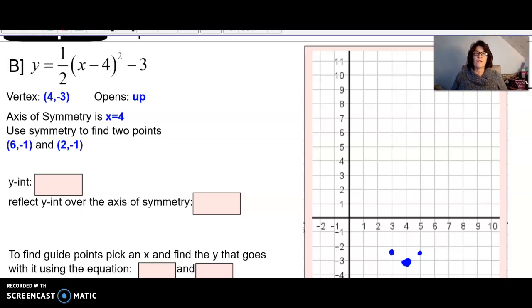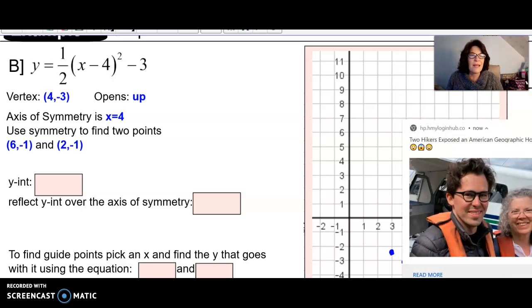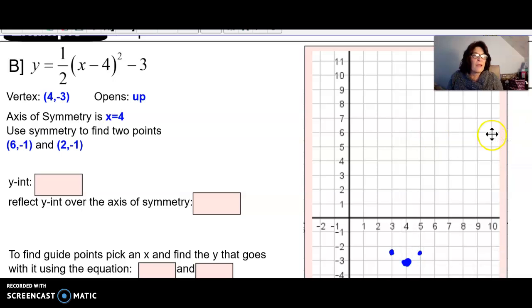All right, guys, this is where we were with this nice little parabola. We had the vertex of (4, -3). We know it's opening up. The axis of symmetry, of course, is at x equals 4. In other words, if I draw a vertical line at x equals 4, this would cut the parabola in half. So we were using the symmetry to find 2 points.